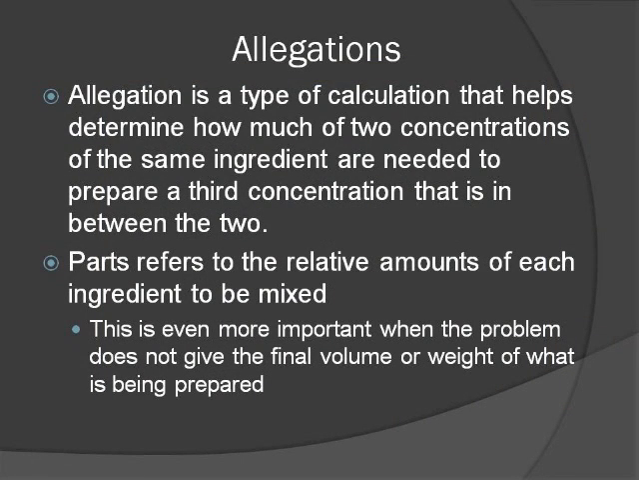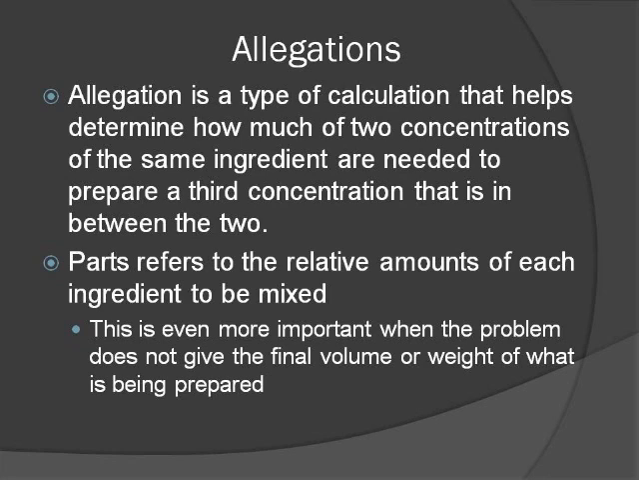Okay, so now we're on the last concept for the last phase of pharmacy calculations, and we'll be ending with alligations. Alligation is a type of calculation that will help us determine how much of two concentrations of the same ingredient are needed to prepare a third concentration of that same drug between the two.